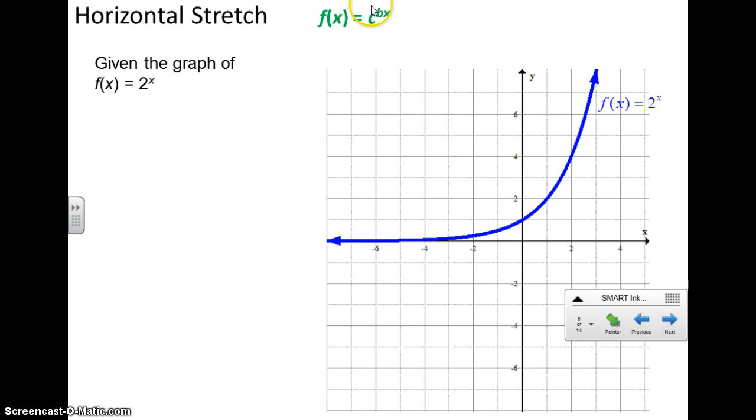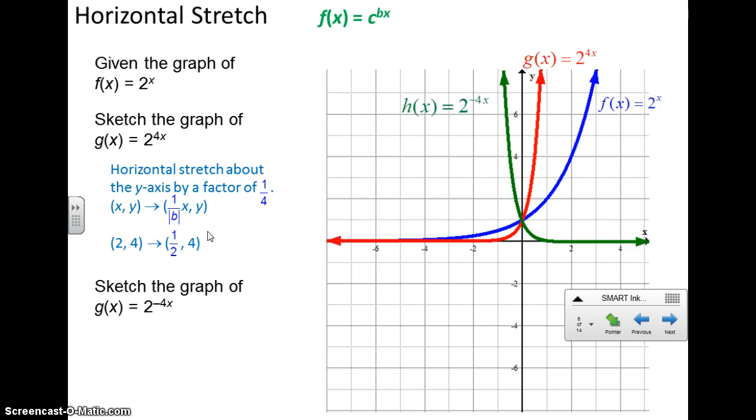What if you had a horizontal stretch where you replaced x with bx? I think we remember what we do, so you could complete this on your own and come back and look. So what if you have a 4x? We should remember that that should horizontally stretch it by a quarter. So what does that do to my points?